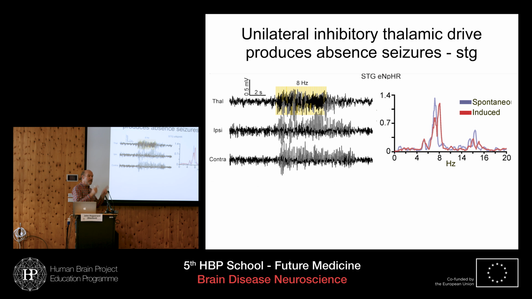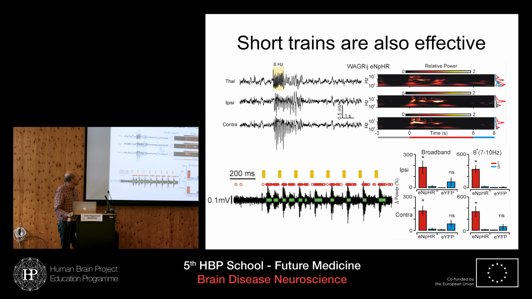So driving burst firing in relay cells is a very effective way of producing seizures. And if you look at the spectrogram, you can see that it's almost exactly overlapping with naturally occurring seizures in these animals. There's one small induced peak, which is our stimulation frequency. So maybe that's not surprising because this is an epileptic animal, but we also showed that we could apply very brief stimuli, 1 second of this light train.